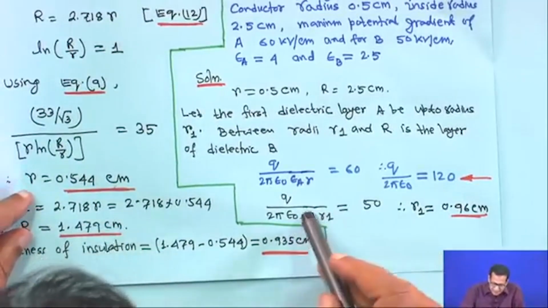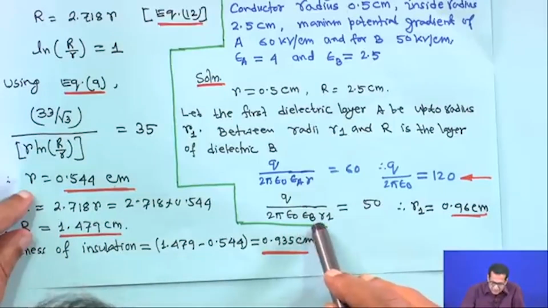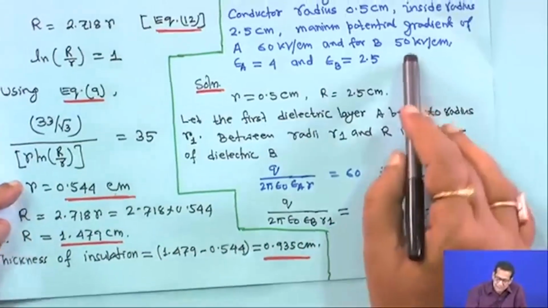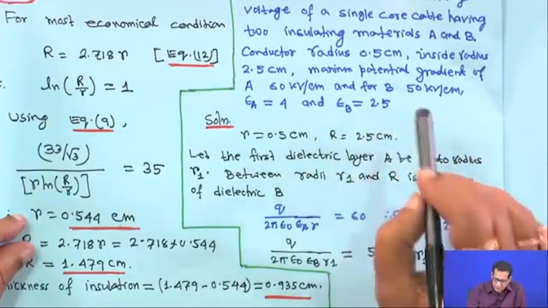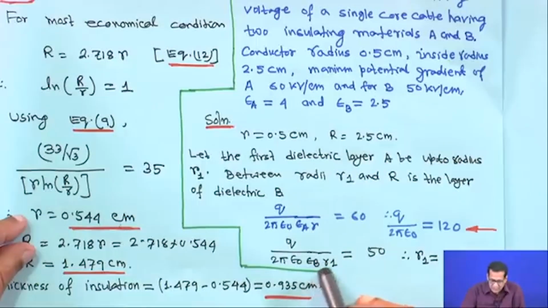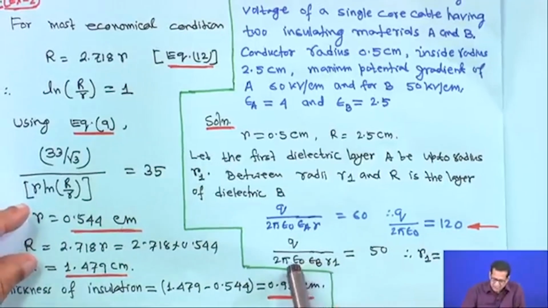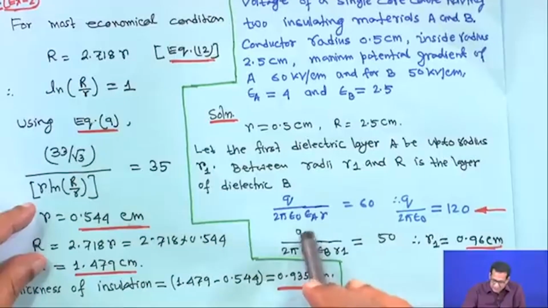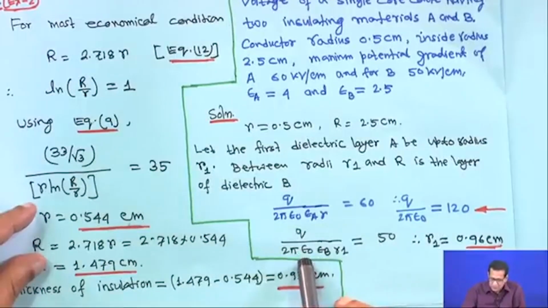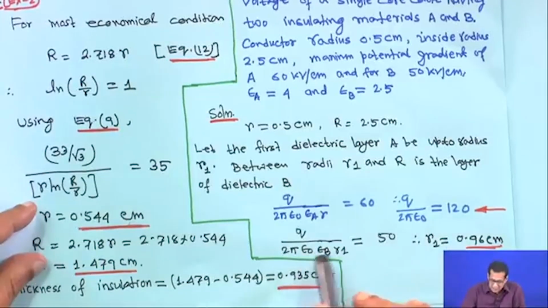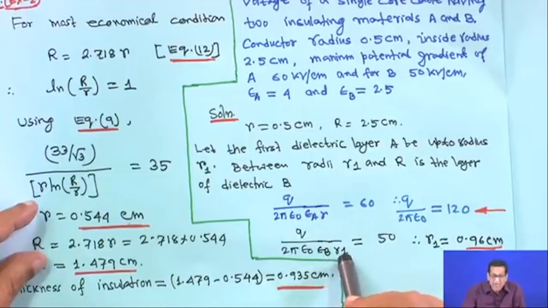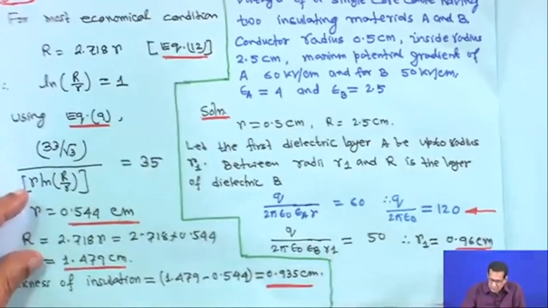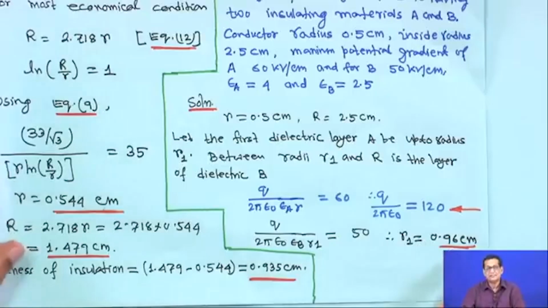Similarly, for the second one, Q upon 2 pi epsilon 0 epsilon B R1 is equal to 50, because this is 50 kilovolt per centimeter, and epsilon B is equal to 2.5. You put epsilon B as 2.5 and Q by 2 pi epsilon 0 as 120. You substitute here, and then only R1 will be left, equal to 50. Solve for R1, and you will get R1 is equal to 0.96 centimeter.